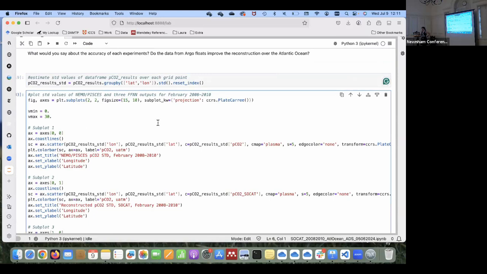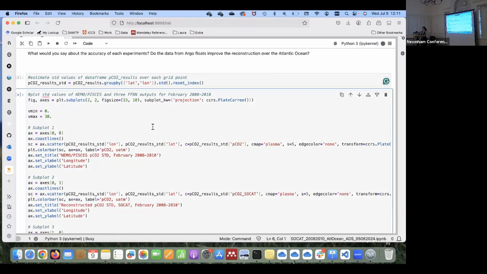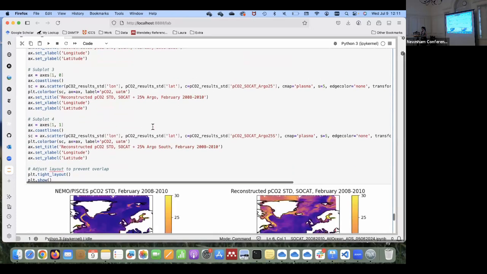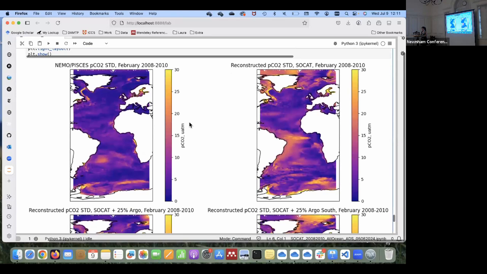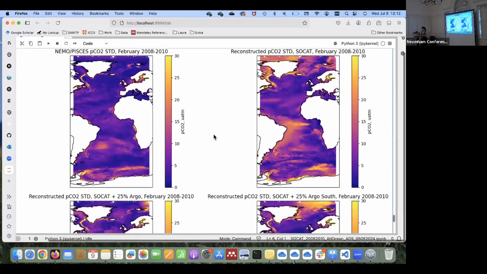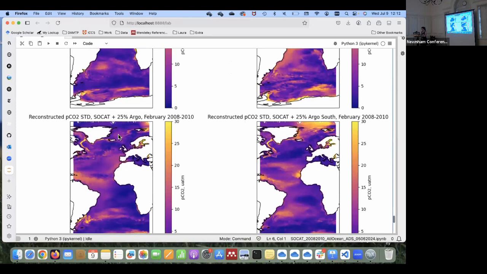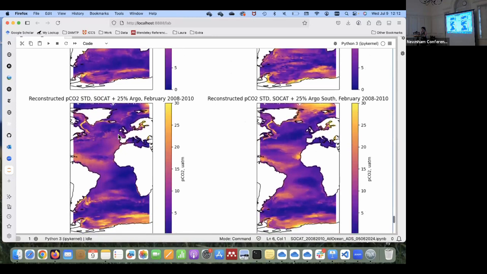Right, and so now we're looking at the standard deviations, because again, we want to make sure we are not just having a good mean, but we are also representing the standard deviations of the pCO2 as it is in the model. Here the story starts maybe repeating itself, but this is the standard deviation in the model, and then from the three different machine learning reconstructions.